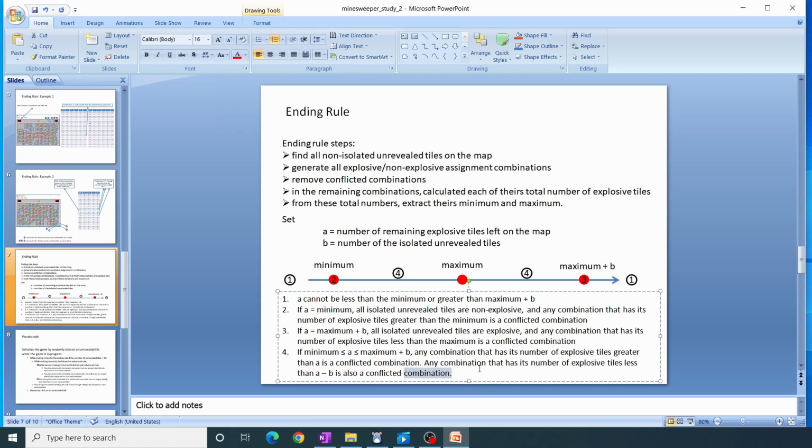On the other hand, any combination that has its number of explosive tiles less than A minus B is also a conflicted combination. This case number 4 is actually a little bit tricky. The two ending examples that I provided above actually do not cover all of the scenarios in case number 4, but I think it's not that hard to figure out why this works. And also, by the way, case number 2 and case number 3 are just special cases of case number 4. If you want me to explain more on case number 4, let me know in the comment section, and then I will do a separate video for that.